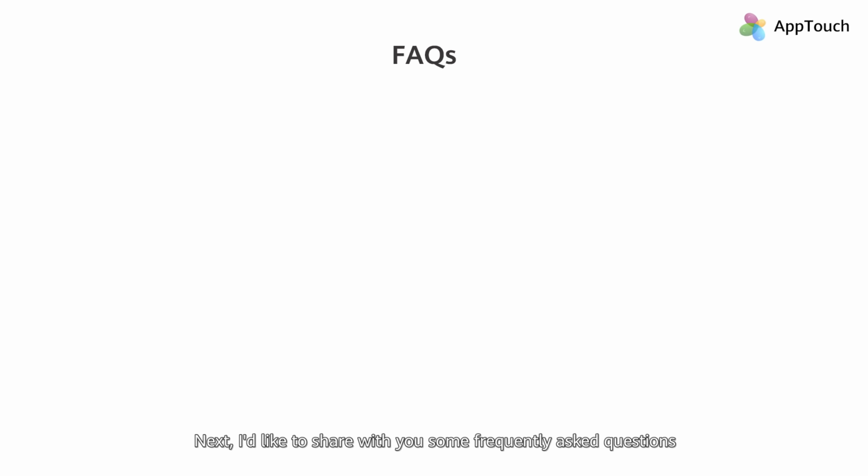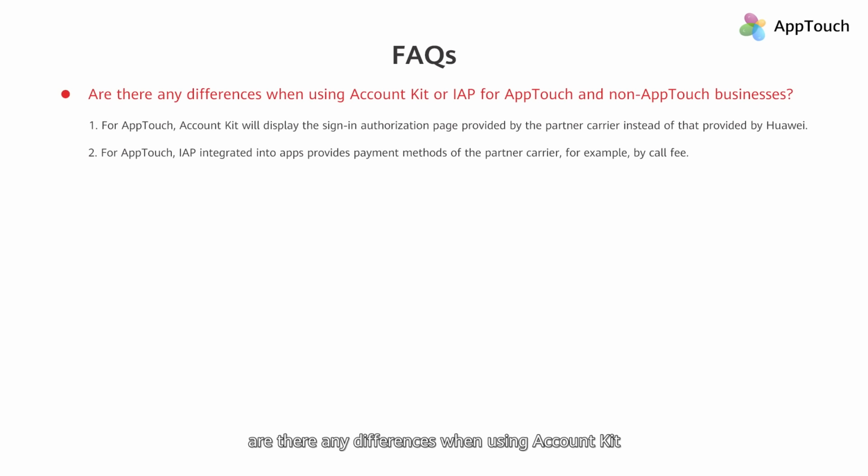Next, I'd like to share with you some frequently asked questions. The first is, are there any differences when using AccountKit or IAP for AppTouch and non-AppTouch businesses? Well, for AppTouch, AccountKit will display the sign-in authorization page provided by the partner carrier instead of that provided by HUAWEI. And for AppTouch, IAP integrated into apps provides payment methods for the partner carrier, for example, by call fee.